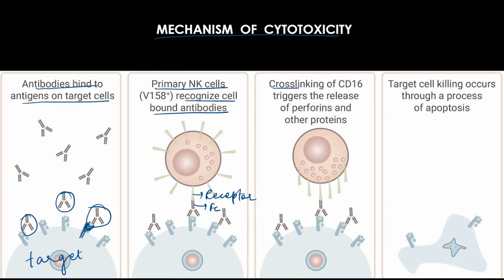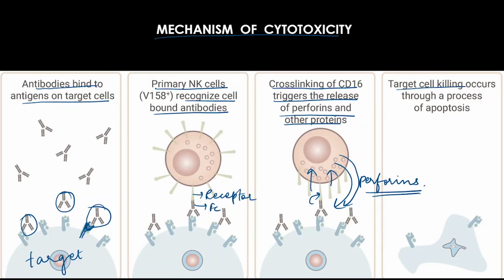Now cross-linking of CD16 triggers the release of perforins and other proteins. After this, there is further cross-linking and signaling will occur, and after that there is a release of perforins and granzymes for killing the target cell. Target cell killing occurs through the process of apoptosis.